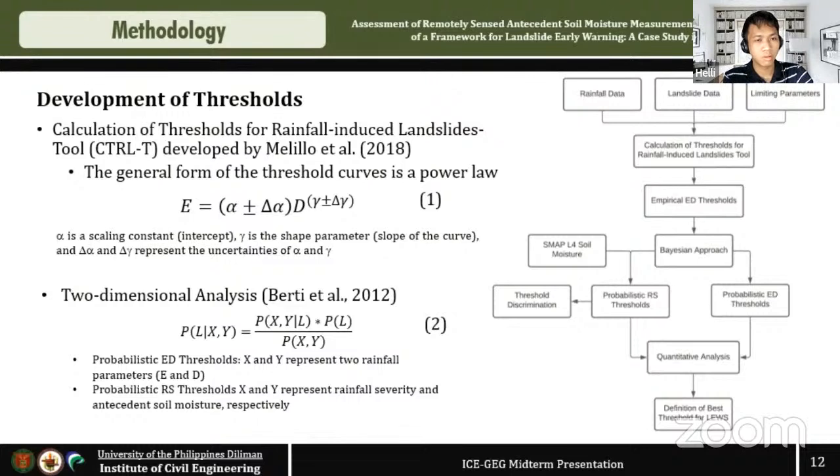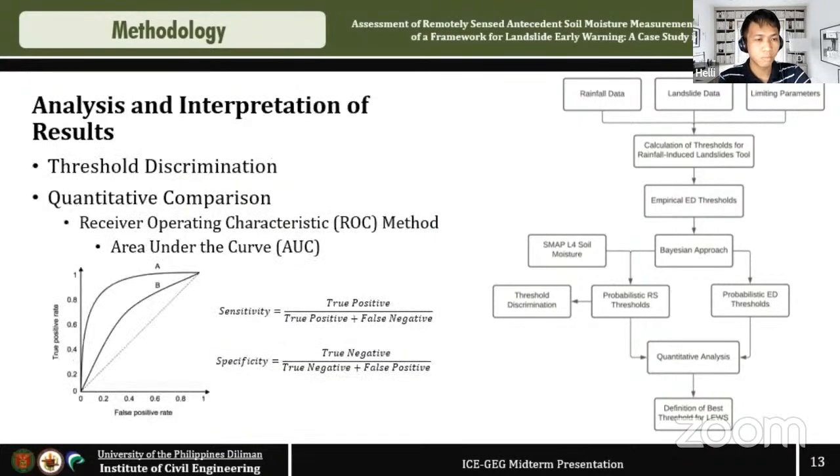The ED thresholds produced by the algorithm are in the form of a power law. Since traditional empirical thresholds are limited to producing a single output, which contributes to a larger chance for false alarms, this study considers the probabilistic determination of thresholds using the two-dimensional Bayesian approach. Once probabilistic thresholds are defined, the RS thresholds will be discriminated according to land cover, slope, and soil type.